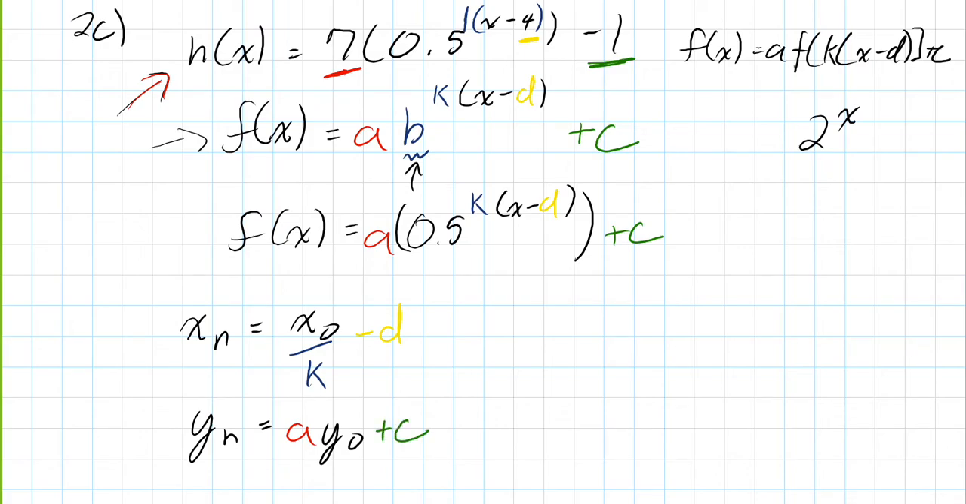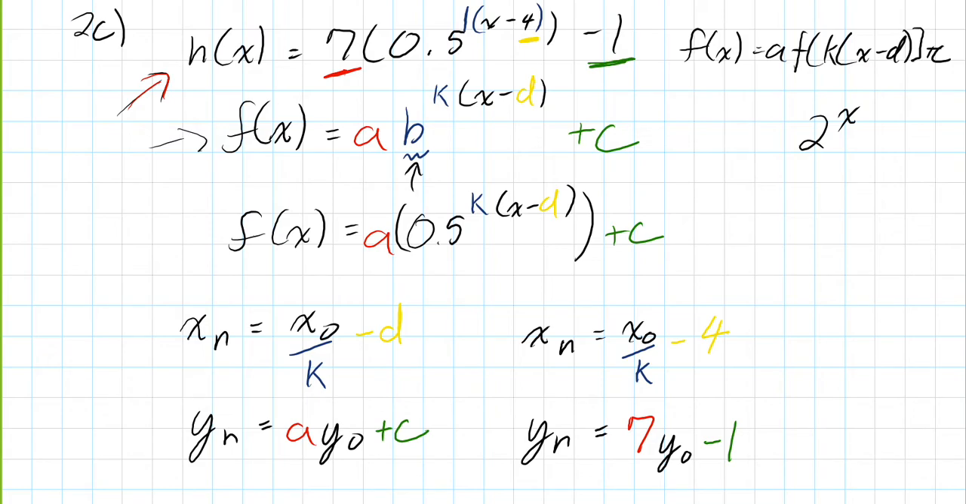So we can actually write this equation out now because we have values for it. The new x value is equal to the old x value divided by 1, because that was our k. And our d was -4, so it's going to be minus the value of 4. And the new y value is equal to the a value, which was 7, so 7 multiplied by the old y value plus -1, so we'll just write subtract 1. So we have this function notation.